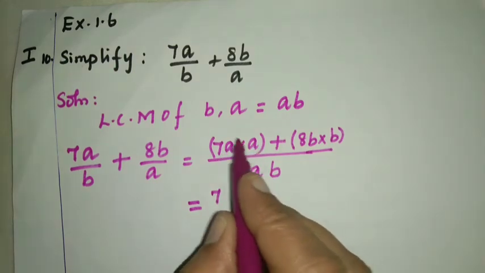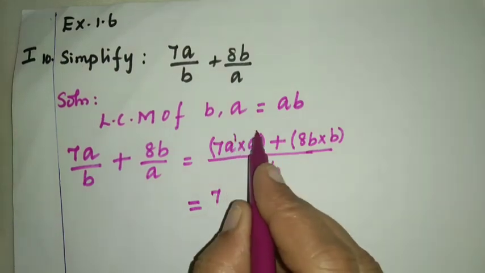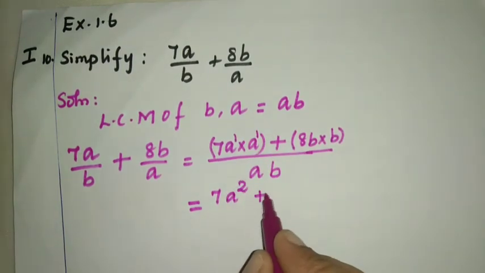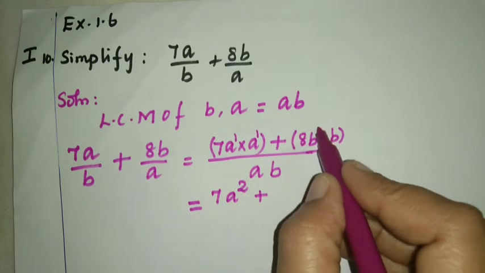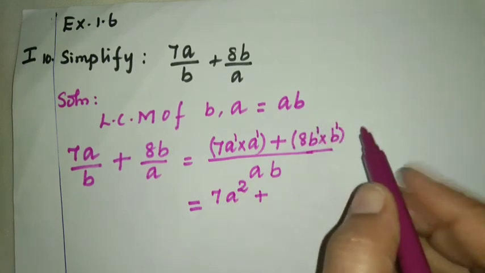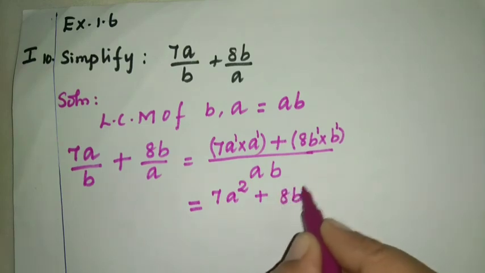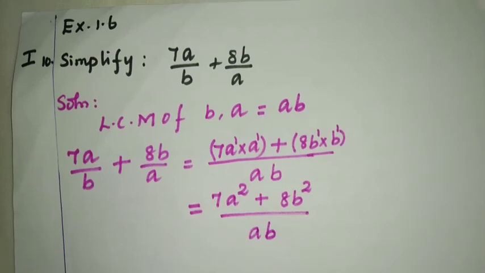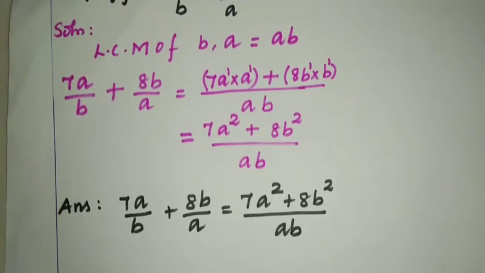The bases are equal, so you have to add the powers. a power 1 plus 1 is 2, so a power 2. By the same method, 8b power 1 into b power 1, that means 1 plus 1 is 2. So 8b power 2 by ab. Here comes the answer.